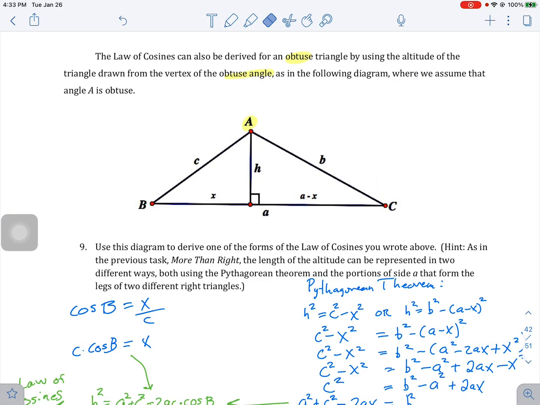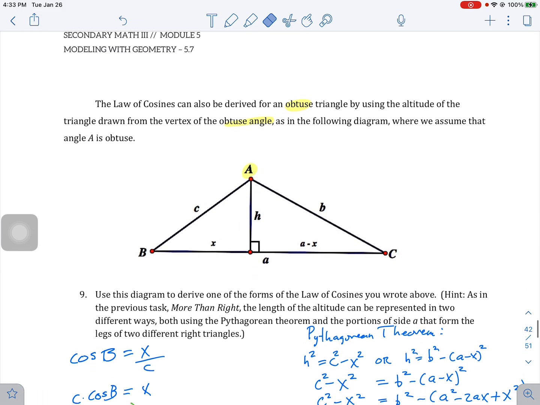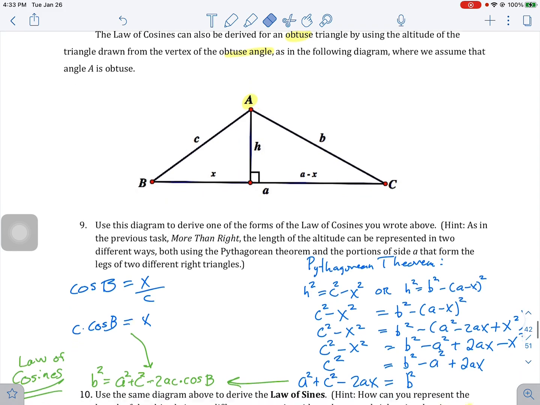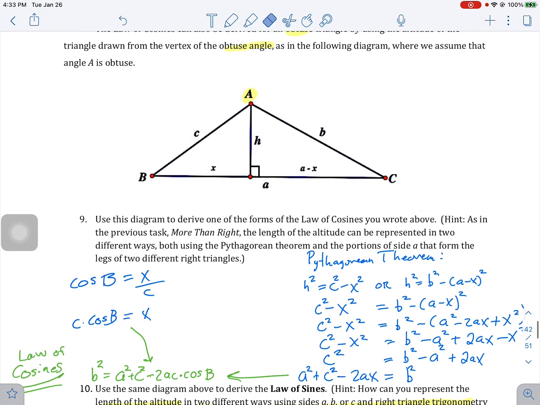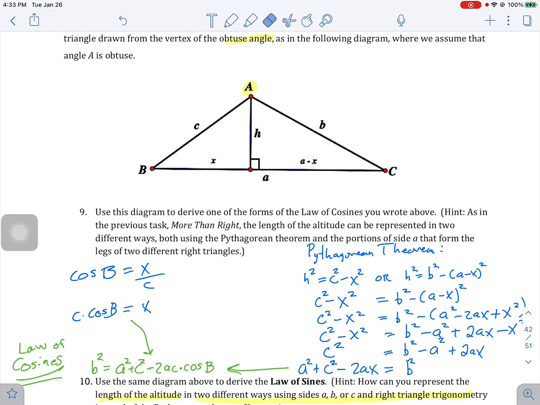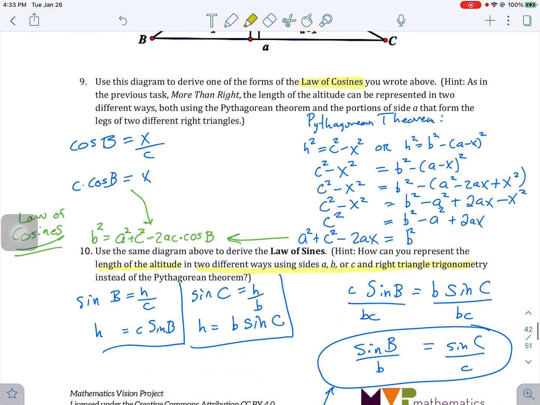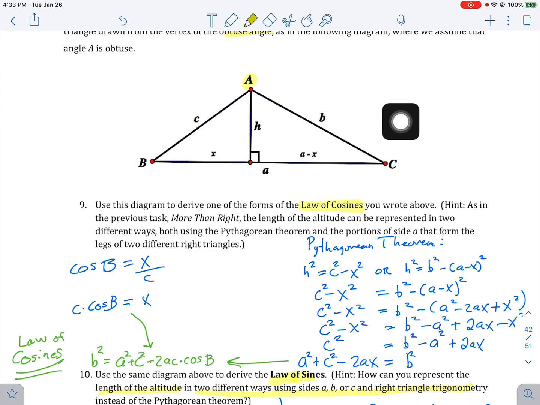Welcome. We're going to do task 5.7, but I'm going to concentrate on the last two questions, 9 and 10, where now that we know what it is, we're going to try and prove the law of cosines as well as the law of sines. And we're going to do that using this triangle right here.